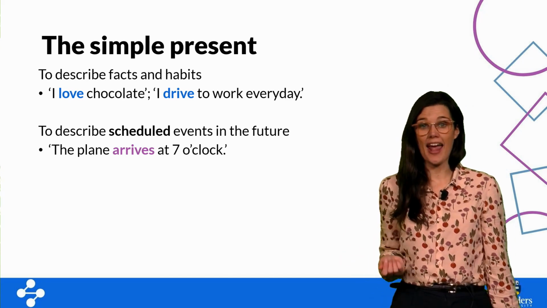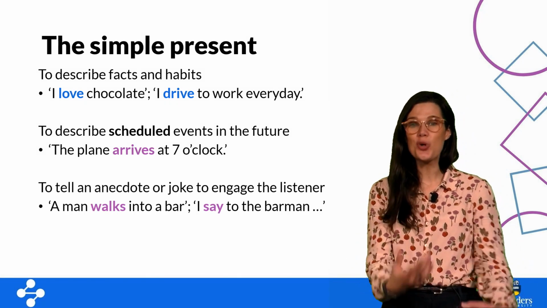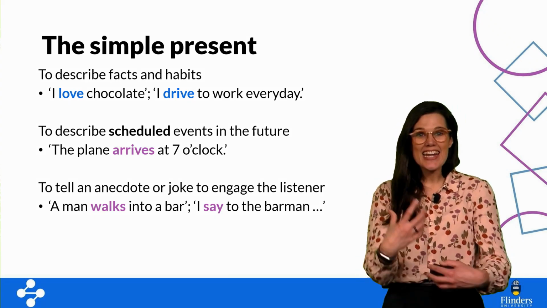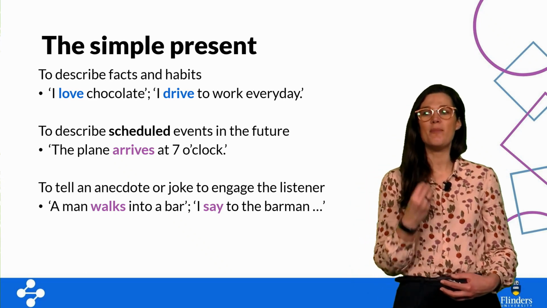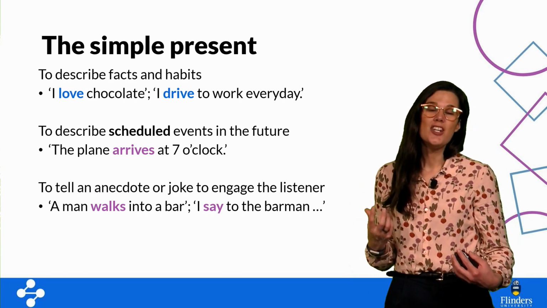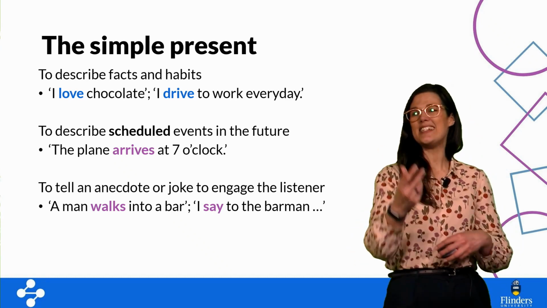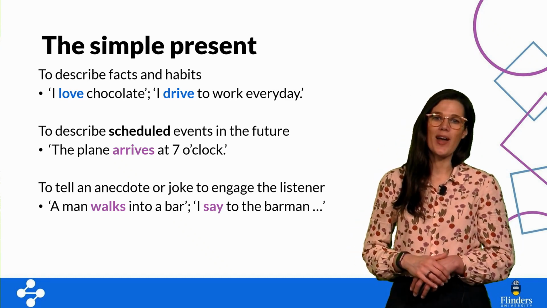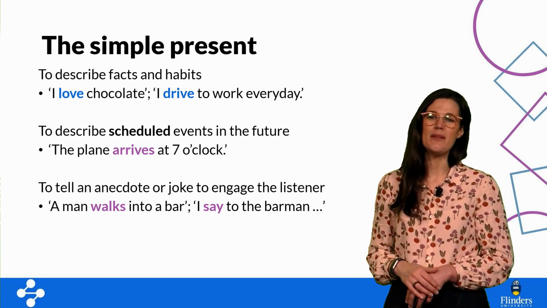Class finishes at 3. We also use this when we're telling a joke or when we're telling a story that we want to engage our reader in, to get that sense of something very direct and immediate happening. You might hear jokes framed this way, like a man walks into a bar, or I say to the barman. It's really just a way of engaging a listener when we're speaking.